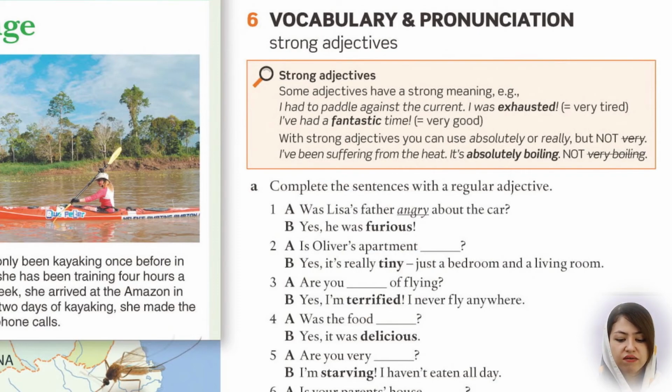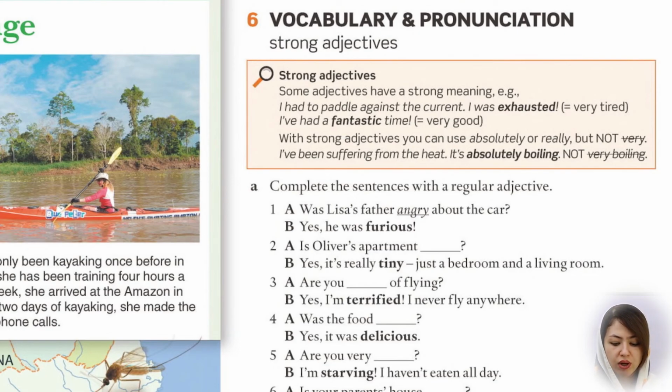With strong adjectives, you can use absolutely or really, not very. Do not use very if you have a strong adjective. You can say absolutely exhausted, okay? Or really fantastic, but not very fantastic or very exhausted. It's wrong. So, let's go. I've been suffering from the heat. It's absolutely boiling. Okay, it means it was very hot, absolutely boiling.